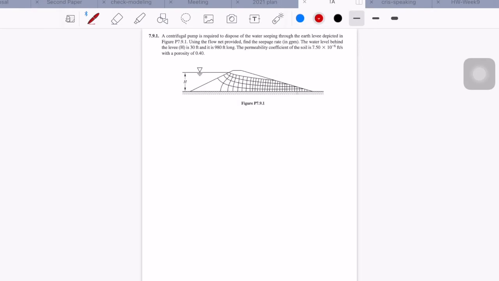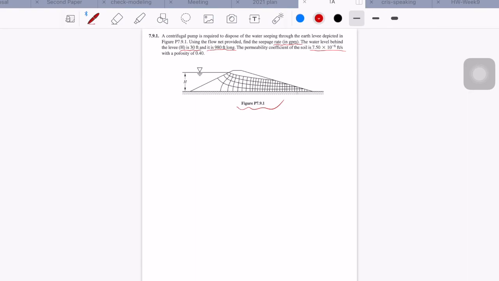We finished this problem. For the last problem, a centrifugal pump is required to dispose of the water seeping through the earth levee depicted in this figure. Using the flow net provided, find the seepage rate in gallons per minute. We know the water level behind the levee is 30 feet and it is 980 feet long. And the permeability coefficient of the soil is 7.5 times 10 to the power of negative 6 feet per second with a porosity of 0.4.